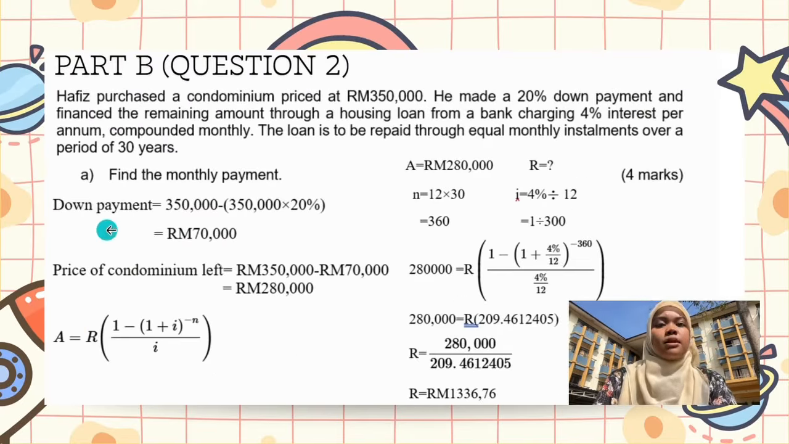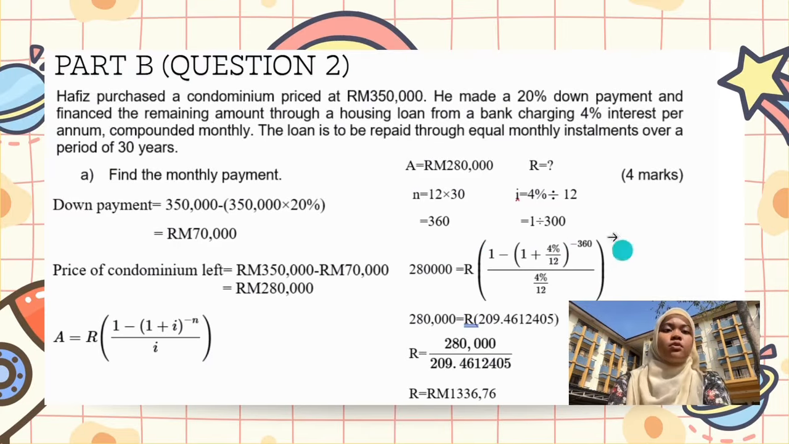Find the monthly payment. To search the down payment, you need 350,000 minus bracket 350,000 times 20% bracket. Then it will be 70,000. Then the price of the condominium left is 350,000 minus 70,000 equals 280,000. Then for this question, we will use the present value formula. And A will be 280,000, R is what we need to search, n equals 12 times 30 equals 360, i equals 4% divided by 12, which is 1 divided by 300.